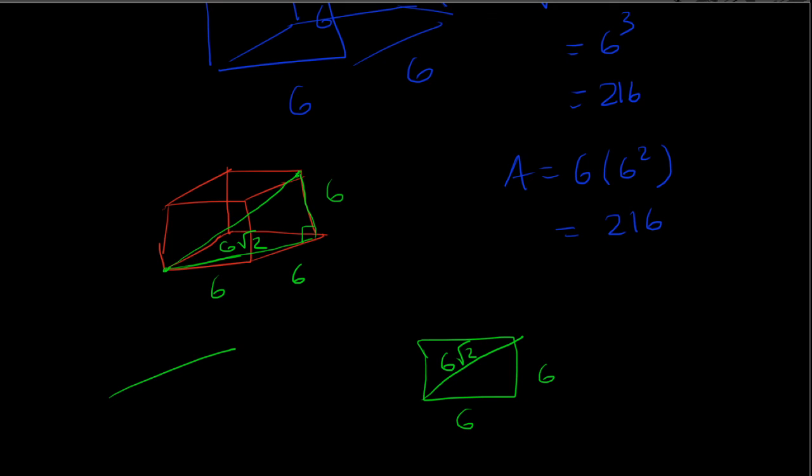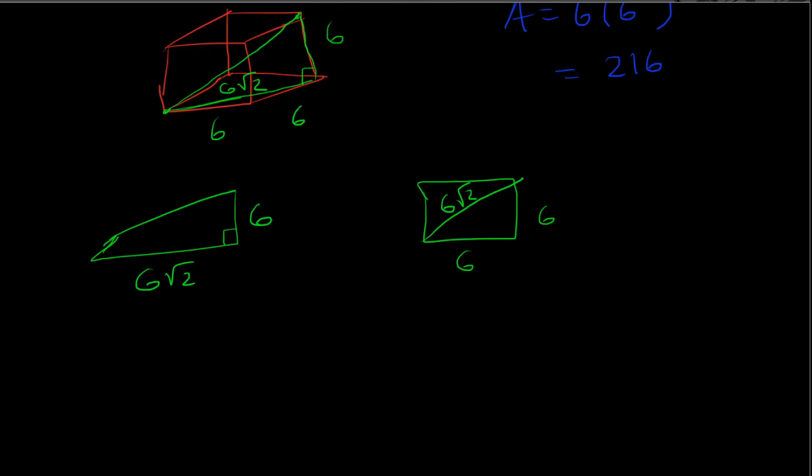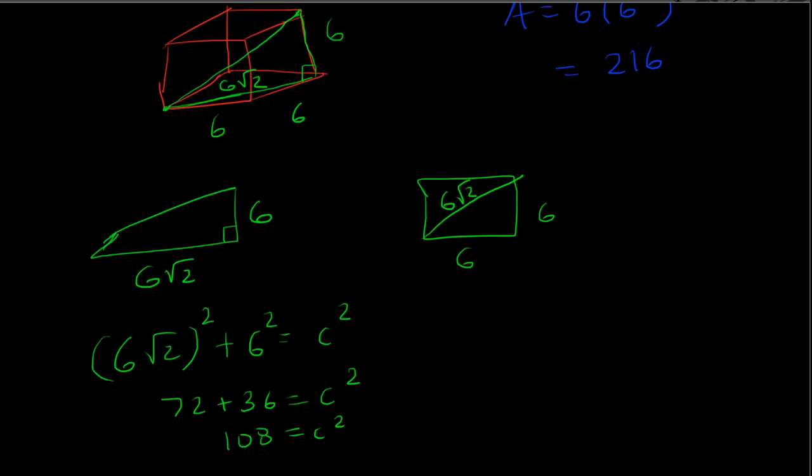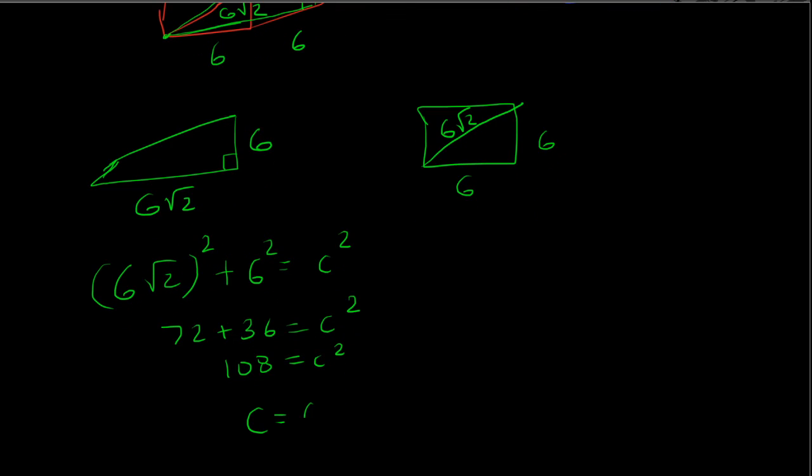So now I have a right triangle. The base of it is 6 root 2, the height is 6, and I want to find the hypotenuse. So I'm going to do the Pythagorean theorem. So I have 6 root 2 squared plus 6 squared is going to be c squared. So that's 72 plus 36 is c squared, which is 108 equals c squared. And c is going to be 6 root 3. Okay, and so the diagonal in this case is 6 root 3.